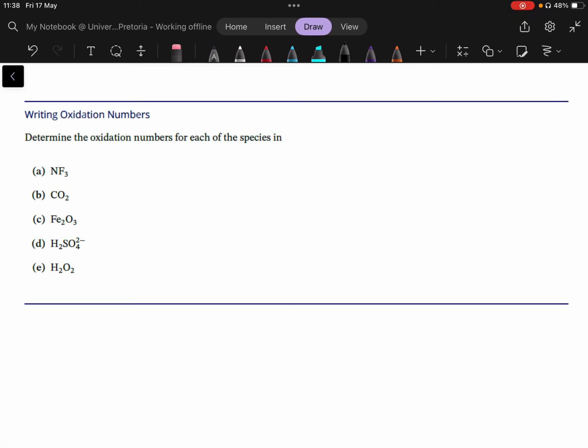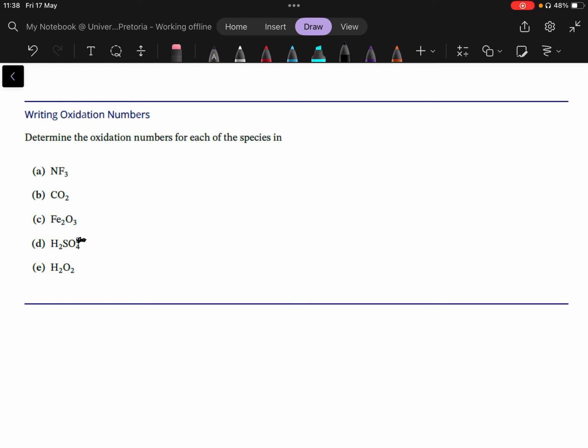Right, so in this video, I want to look at writing oxidation numbers. We'll do the first one of these very slowly, as a way that we can always determine the oxidation number of a species in a compound. And there's also a little mistake that you need to be aware of.